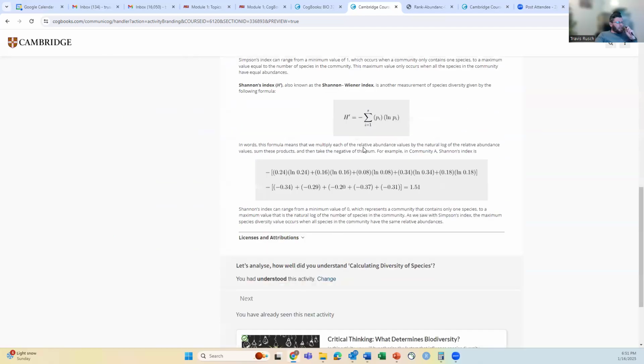Okay. And then this one is the same way, right? We just have a different formula, the way they arrange it. And the minimum value is 0, which represents a community that contains only one species, so no diversity. And then the maximum value is just the natural log of the number of species in the community. So it's more important to understand that if it's above 0, you have some level of diversity, and how to actually plug these in.